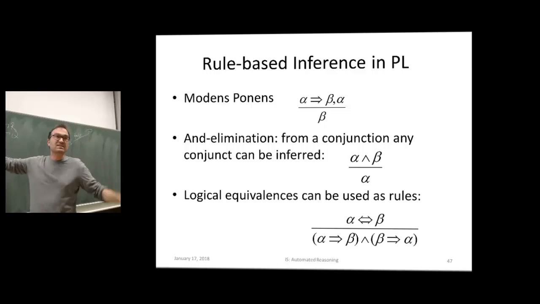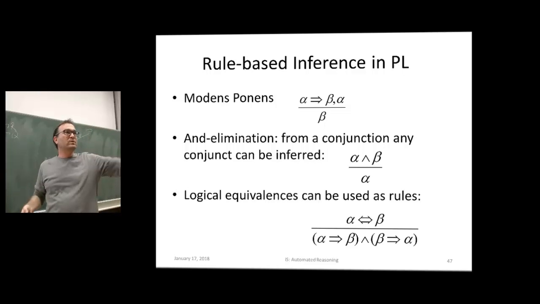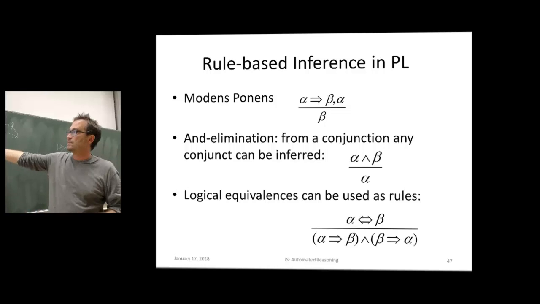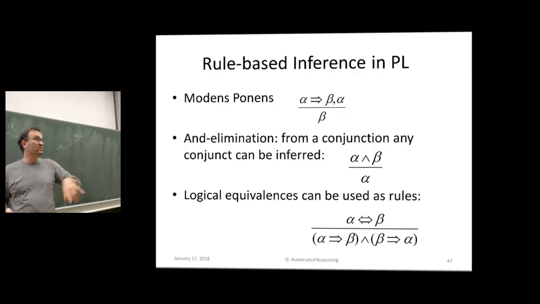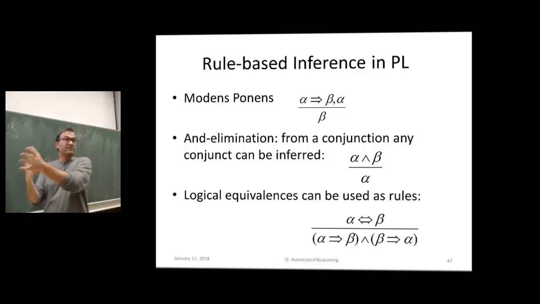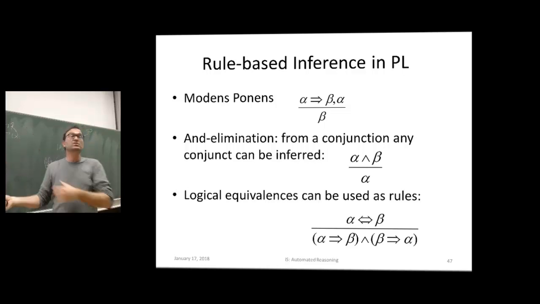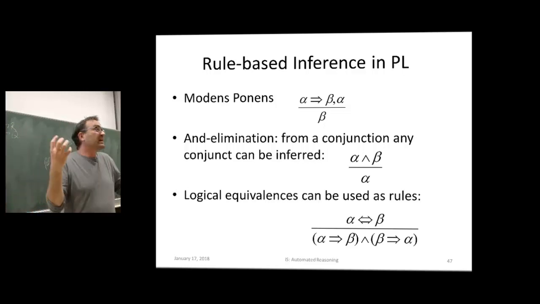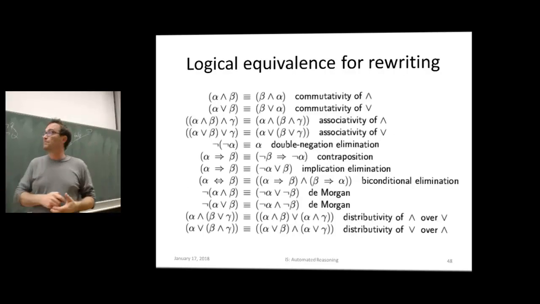So if I have a formula such as A and B, I can always add one of those two to the knowledge base. And I can also use all the logical equivalences that I showed on Monday for rewriting. So if I have the formula alpha is equivalent to beta, we know that semantically this is equivalent to having the implication in the one direction and the implication in the other direction. So I can use this information about the logical entailment, the validity of the semantic equivalence of these two formulas, to simply rewrite my formula.